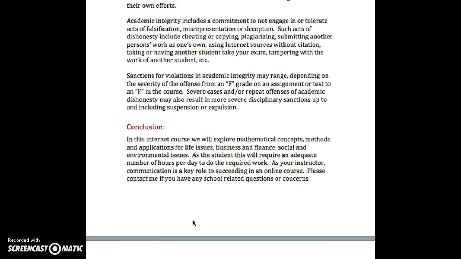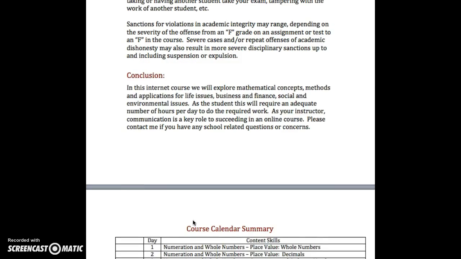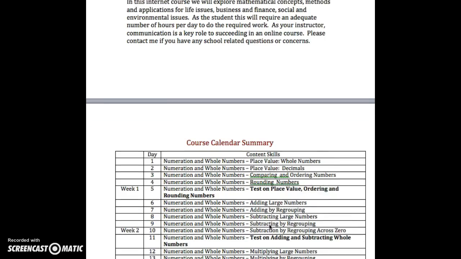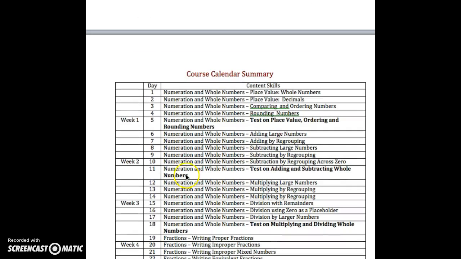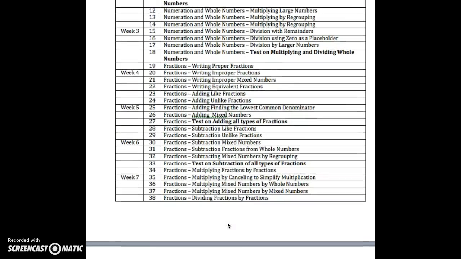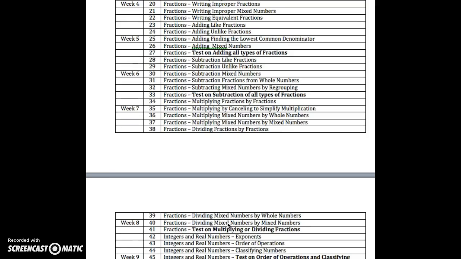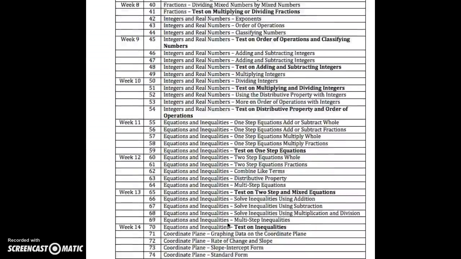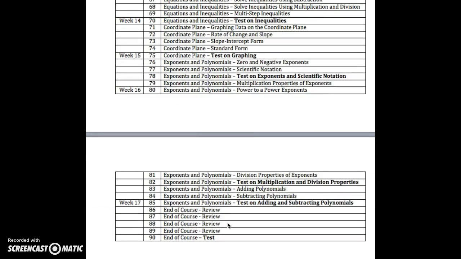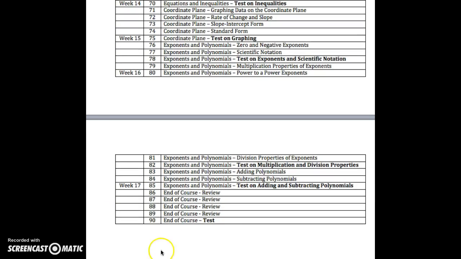Also included is a course calendar summary where it lists everyday assignments and tests. You'll notice there's a test approximately every 5 days. Sometimes it's a little longer, sometimes it's shorter. But as you notice, all 18 weeks and every assignment is on this syllabus.